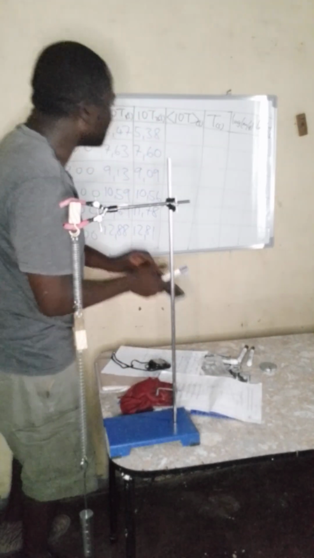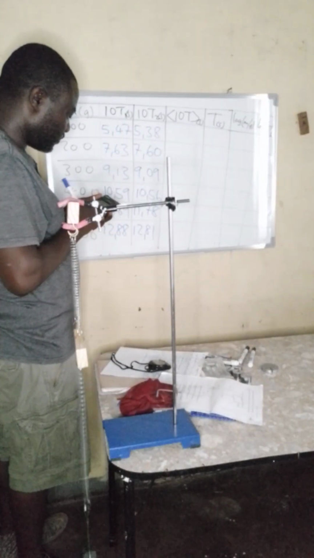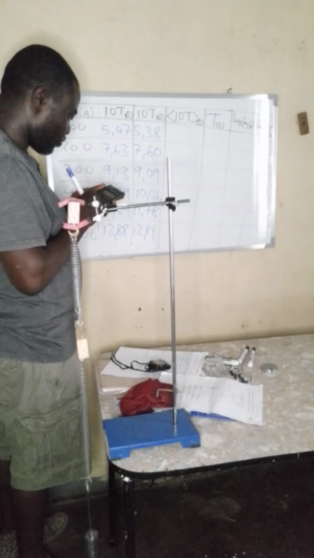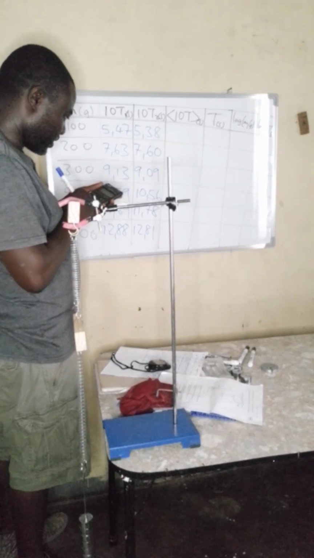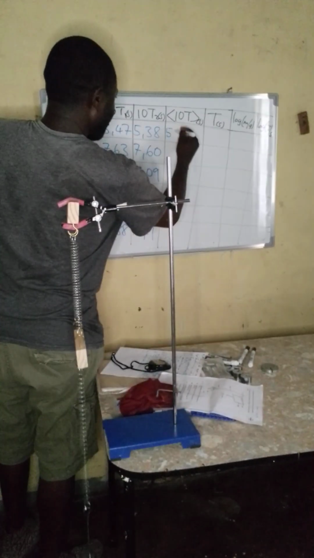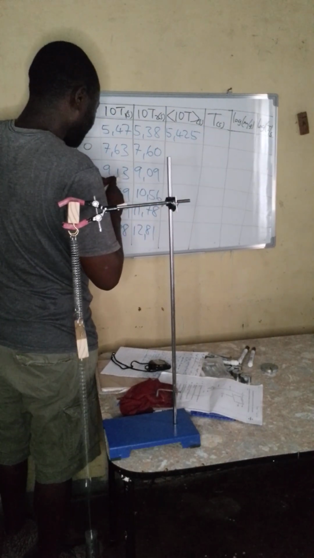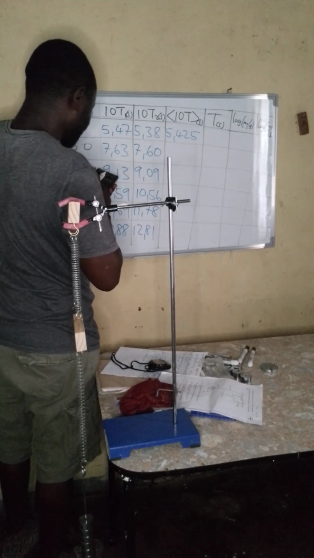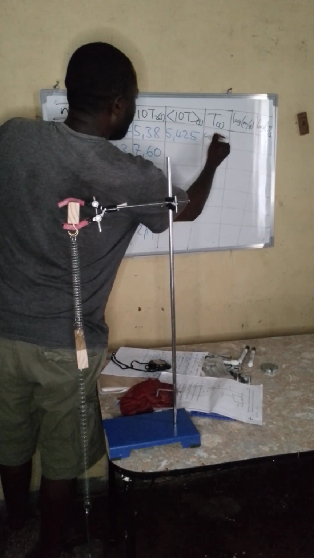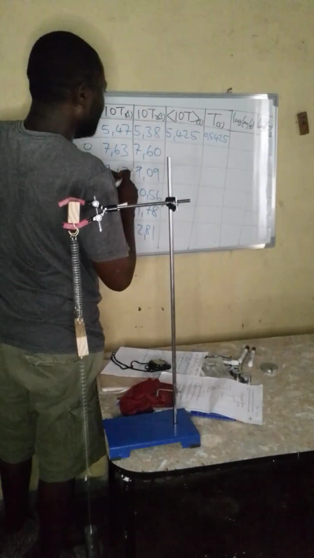So we're going to calculate the average. We complete our table. It will be 5.47 plus 5.38 divided by 2. It will be 5.425, right? 5.425 divided by 10 is 0.5425. Then log of 100.